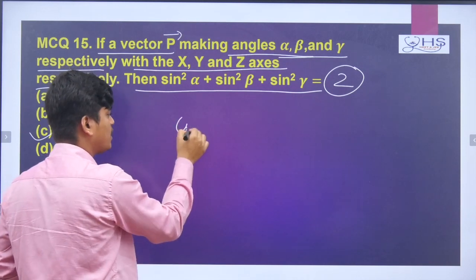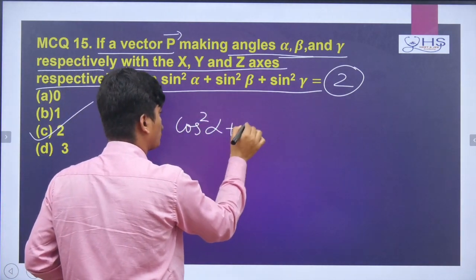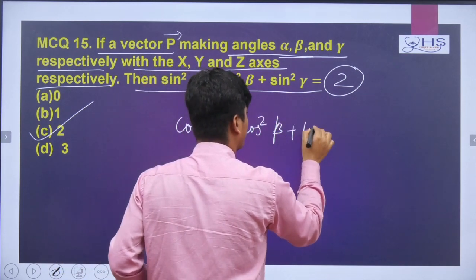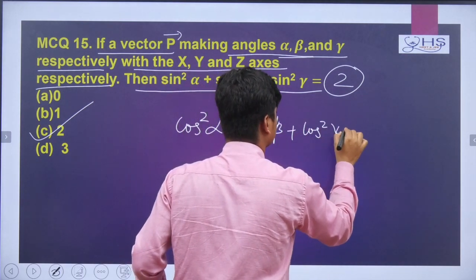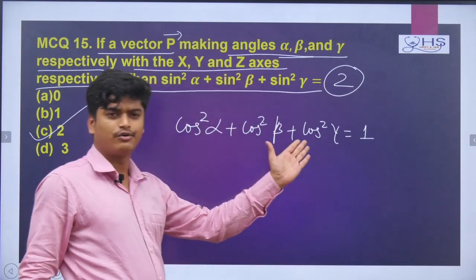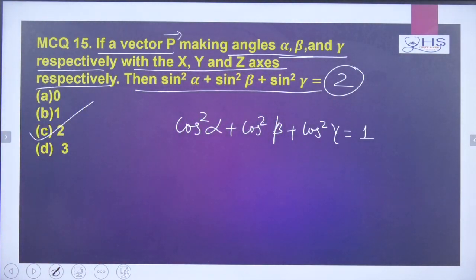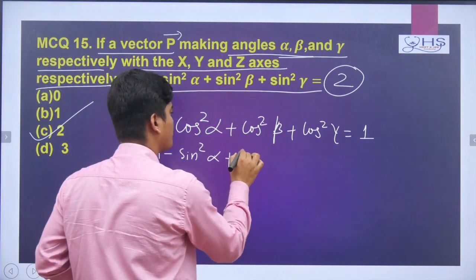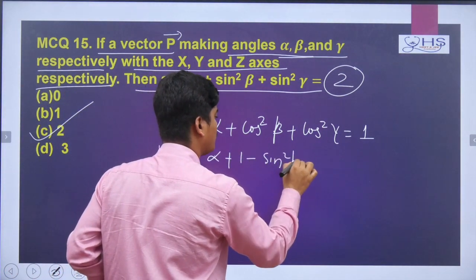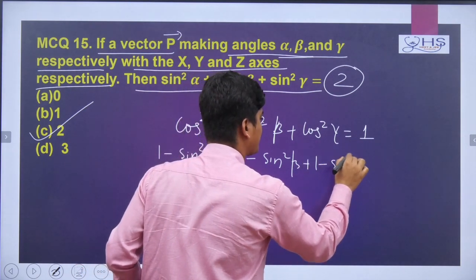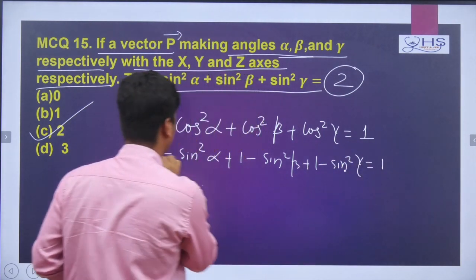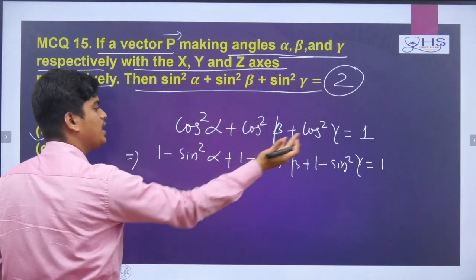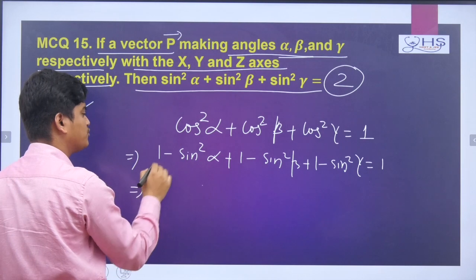And if you want to know this one, you already know cos square alpha plus cos square beta plus cos square gamma is equal to 1. This we already derived today, in the first slide. Now from here what to do? Now here you have to change cos square as 1 minus sin square alpha, plus 1 minus sin square beta, and plus 1 minus sin square gamma, that is equal to 1. And from here, sin square alpha, sin square beta, sin square gamma you take to that side, and the 1 you take to this side. Then how much will come?